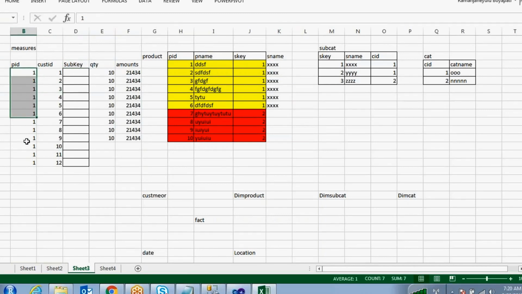Product ID 1 belongs to which category? All products belong to category 1 only, and which subcategory does each belong to? Product ID 1 belongs to subcategory 1, so keep 1 over here as well. In this way, if we have 1 crore transactions, 1 crore times you are going to repeat these category key values and subcategory key values in the fact table.